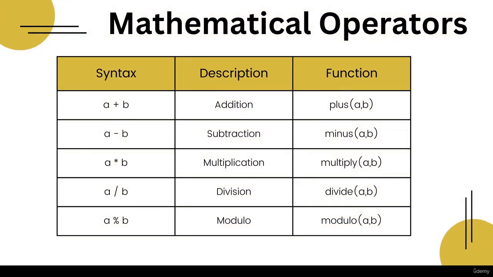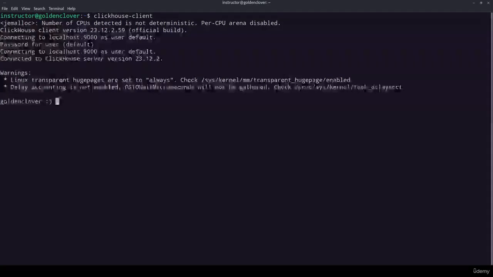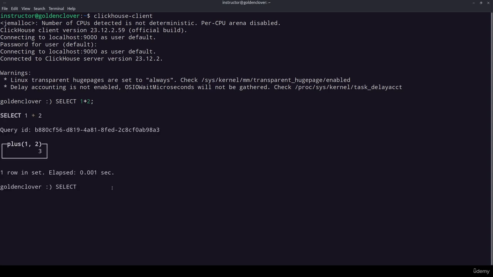So these are the mathematical operators that are available in ClickHouse. We have operators for basic mathematical operations such as addition, subtraction, multiplication, division, and modulo. Along with the operators, ClickHouse has an equivalent function for each and every operator. We can perform an addition using the addition operator like this, or we can use the equivalent function to perform this operation.